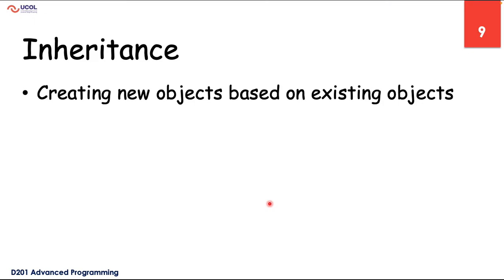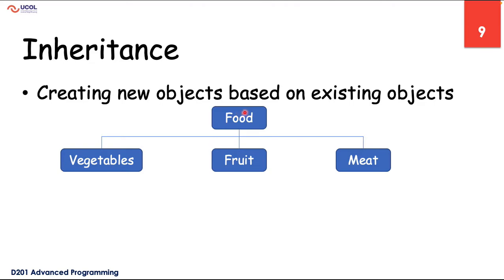Inheritance is creating the new object based on the existing objects. For example, we have food. Food has certain properties. They have some ingredients, they have the name. Every food has some name, and then have some ingredients, how much carbohydrates they have, how much protein they have, how much sodium they have, and ingredients.